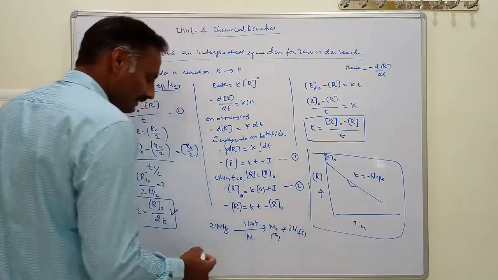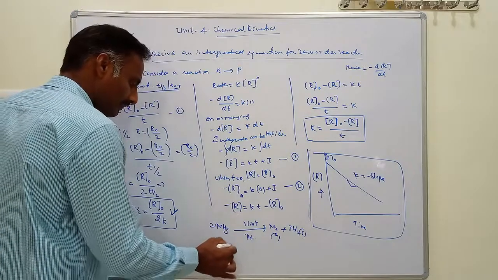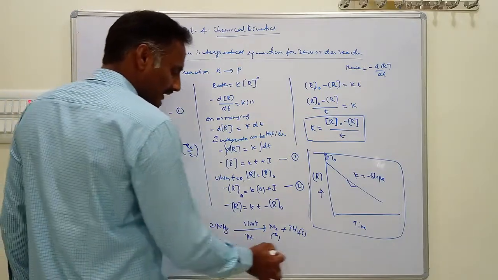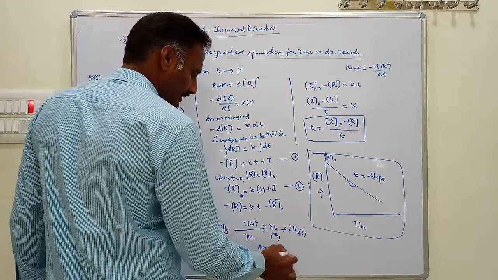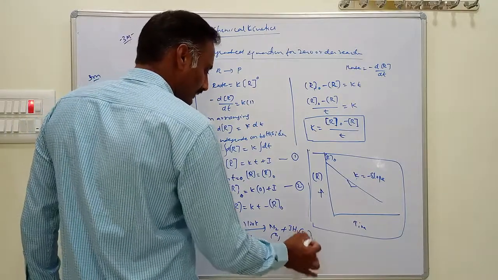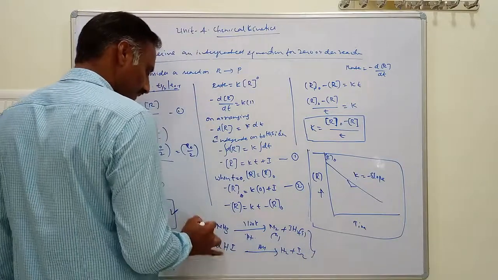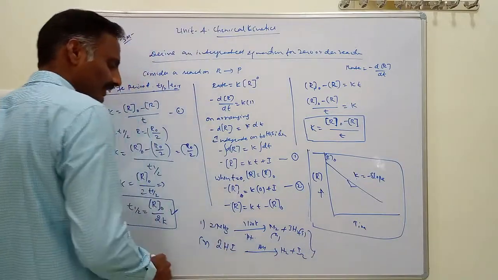Similarly, decomposition of HI on the surface of gold gives H2 plus I2. These are the best examples for zero order reactions.